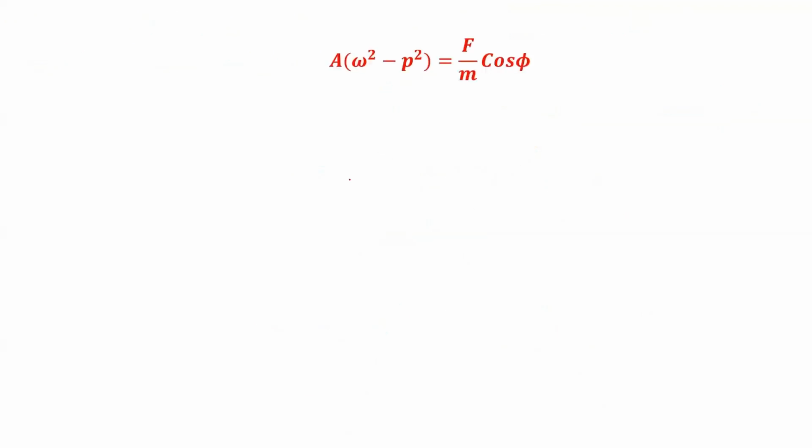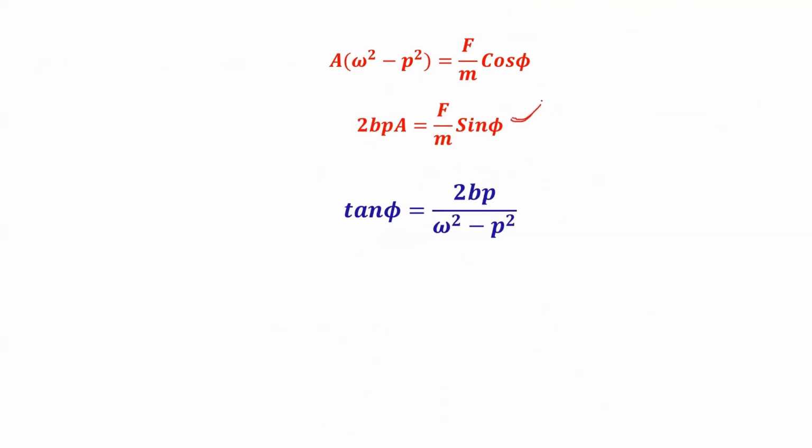That we will discuss. So this is the one term, this is another term. Now I am dividing these two terms, this one by this one. Then f by m will cancel. Sin phi by cos phi equals tan phi. Here this is 2bp into a by a into omega square minus p square. So a will cancel. Then from this, phi equals this value. So in this way we got the value of a and phi.